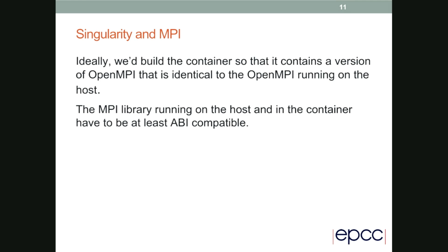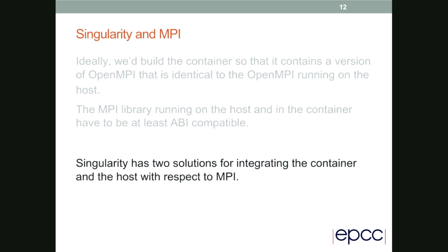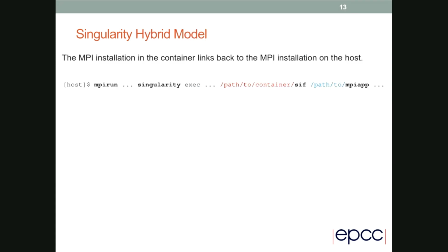So Singularity actually has two solutions for integrating the container. They're known as hybrid and bind. I'll just go through the hybrid method. This is basically when the MPI installation that's in your container has to link back to the MPI installation on the host.